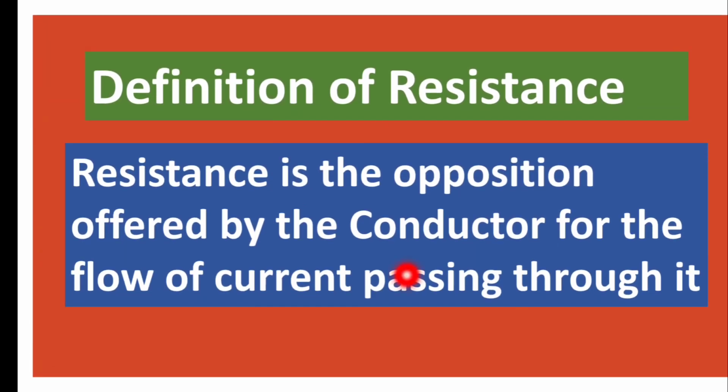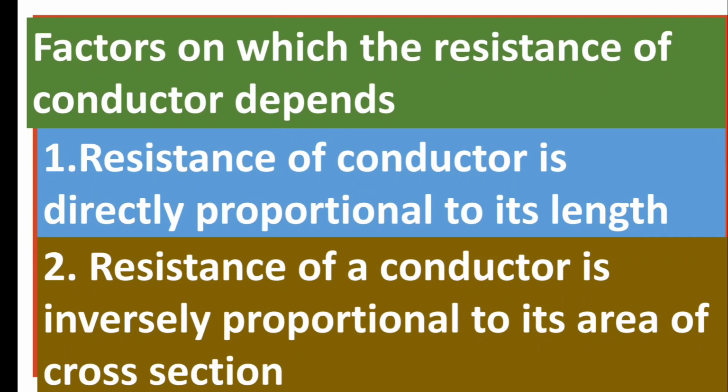Next, the definition of resistance. Resistance is the opposition offered by the conductor to the flow of current passing through it. Factors on which the resistance of a conductor depends: first, the resistance of a conductor is directly proportional to its length. Second, the resistance of a conductor is inversely proportional to its area of cross section.